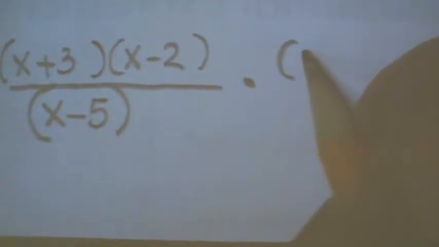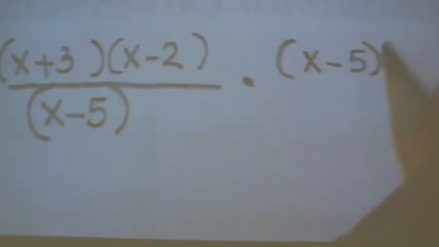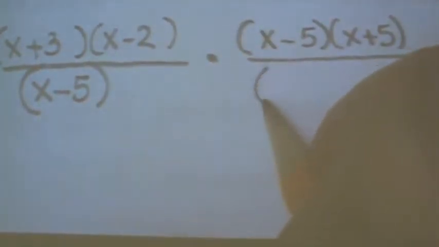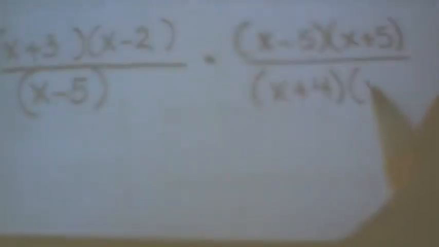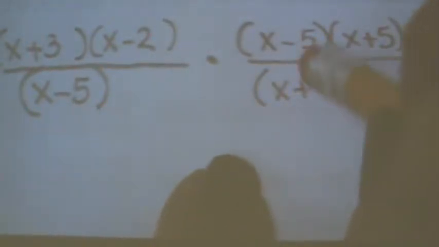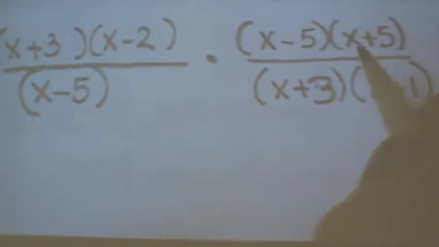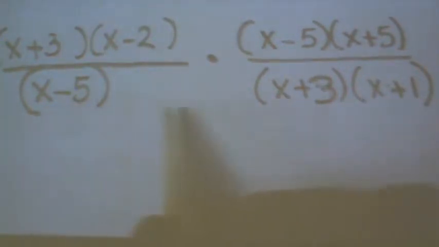How about this top? What's this called? The difference of two perfect squares. Yep. How do you factor x squared minus 5? x plus, x minus. Okay, that's a good one. And then how about the bottom? How do you factor x squared plus 4x plus 3? x plus 3, x plus 1. Sorry.